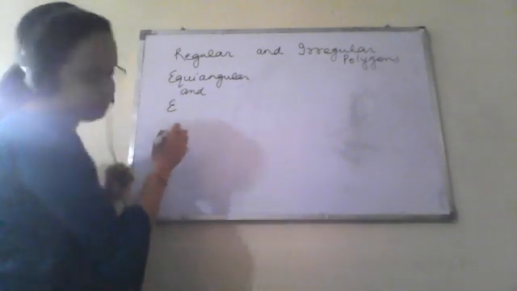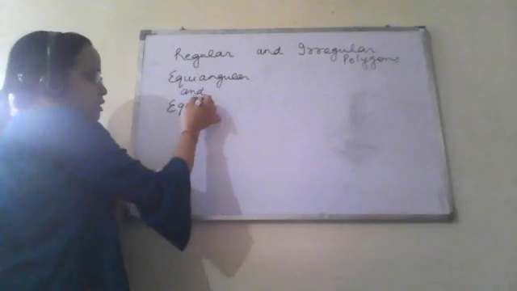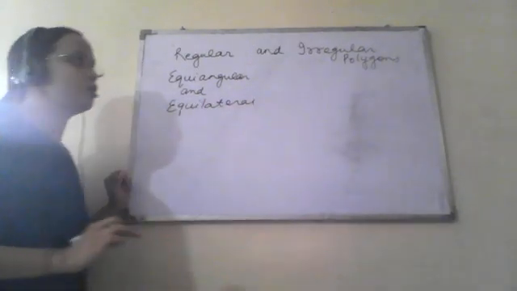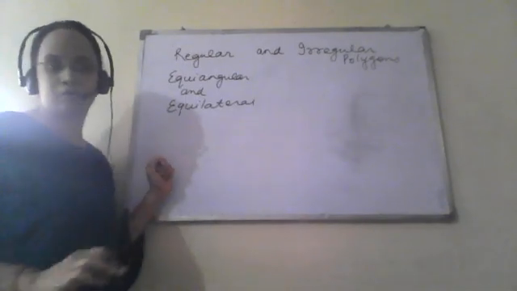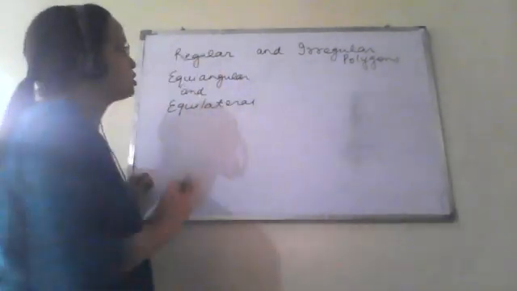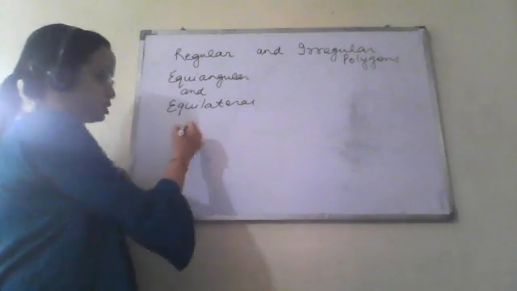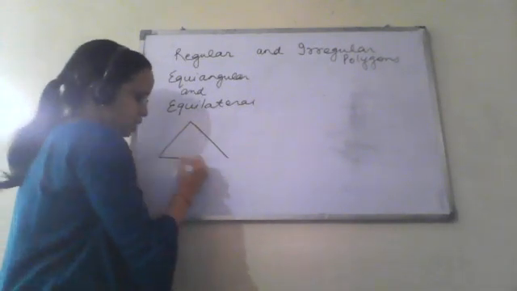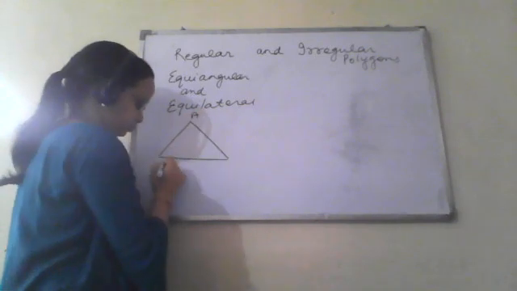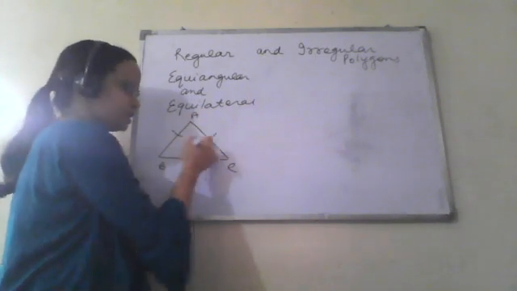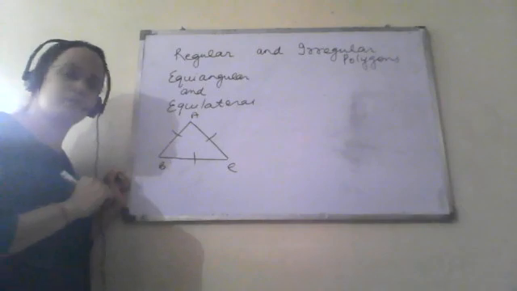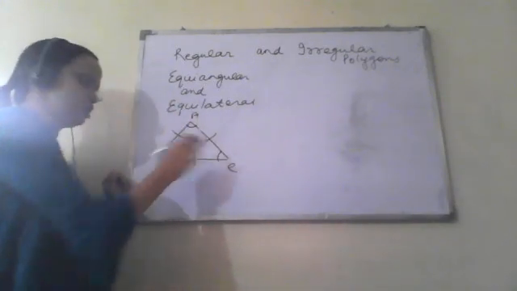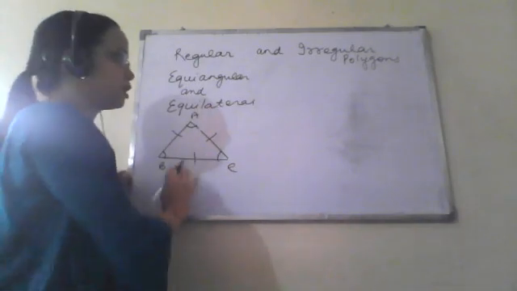Lateral means equal sides. In irregular polygons, these two parameters are not fulfilled. For regular polygons, you have all heard about the equilateral triangle: all three sides are equal, as you are aware, and all the angles are also equal. So these are equiangular. So this is a regular polygon.